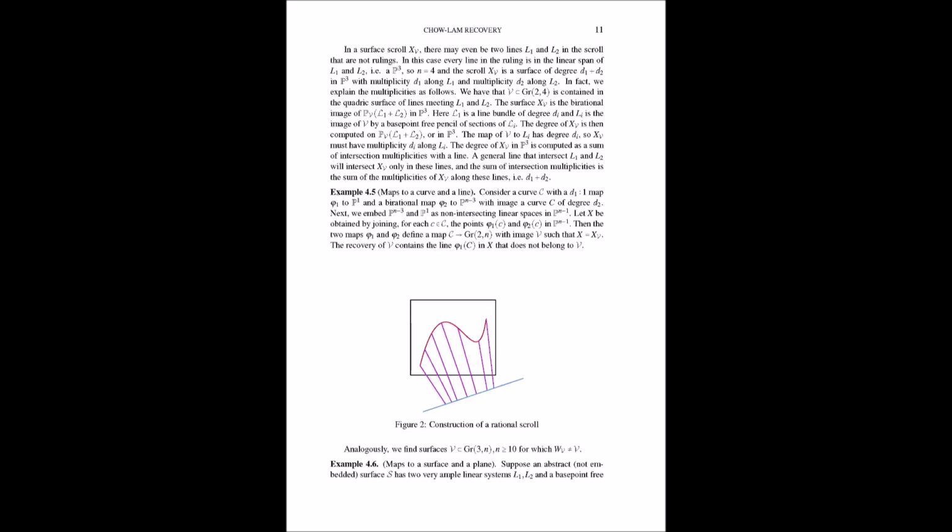Okay, got it. Then example 4.5 shows how a curve that maps to both a line and another curve gives us a scroll surface where the line is in the recovered variety, but not in the original curve. Right, and this illustrates how the geometry of the original variety and its mappings can influence the structure of the recovered variety. And example 4.6 generalizes this to surfaces.